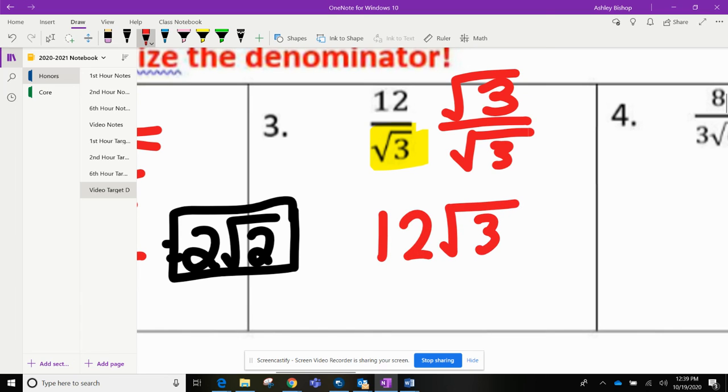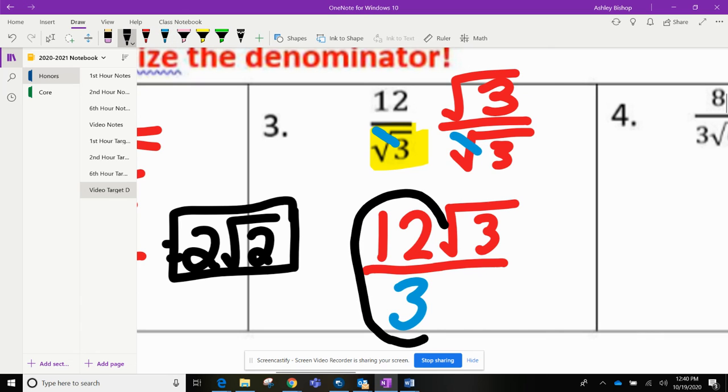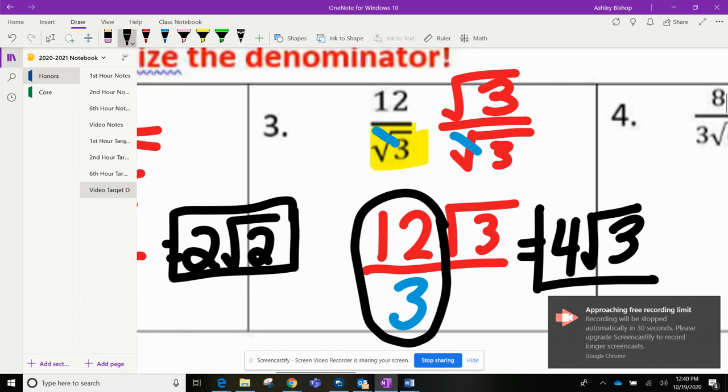12 times the square root of 3 is just 12 times the square root of 3. And then these radicals are going to cancel each other out. The square root of 3 times the square root of 3, the square roots cancel, and I'm just left with one of the 3's underneath. Then I double check and see if these can cancel. 12 divided by 3, they do simplify. They simplify to 4, and then the square root of 3.